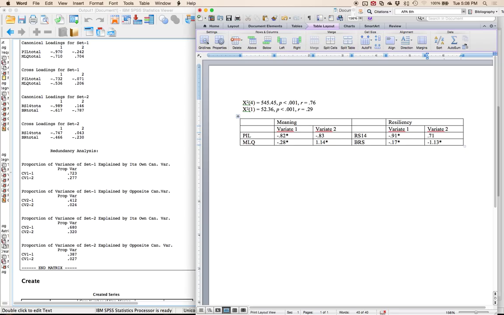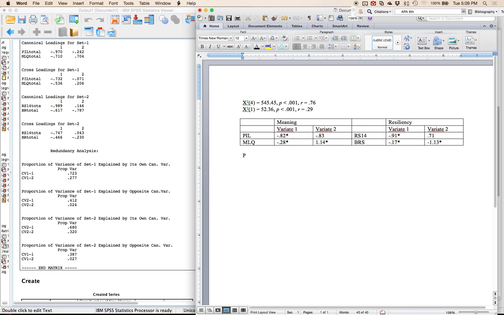All right. So that tells me what's important and how they're related. So you kind of have to stop and interpret these here. I'm going to do my best because it's a little odd that they're negative. So essentially what we're saying is that the pill and the MLQ in this first variant are significantly related to overall meaning, right? Okay. So this is variant 1. This is the one that explains, like I said, 60% of the variance. And we're saying that the resiliency scores and brief resilience scores are significantly related to overall meaning.